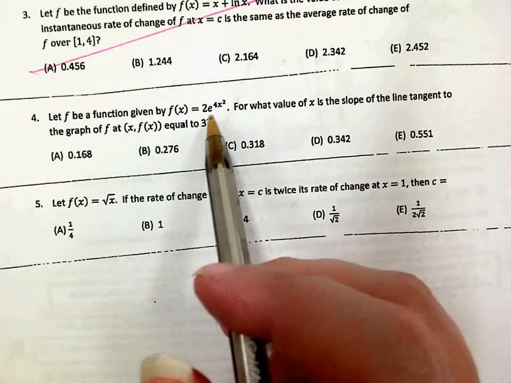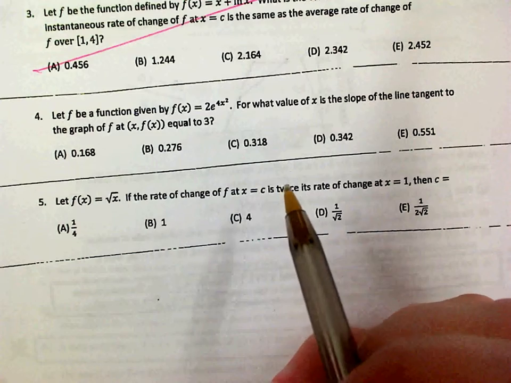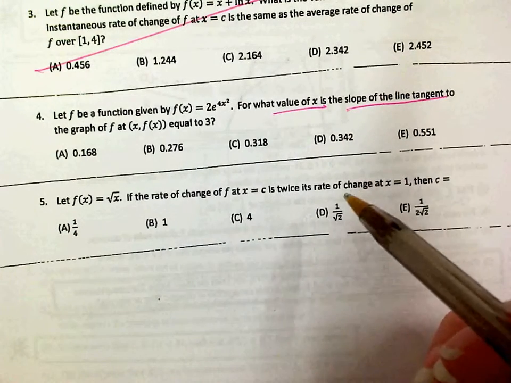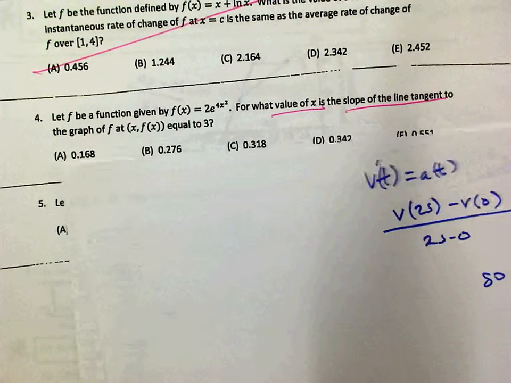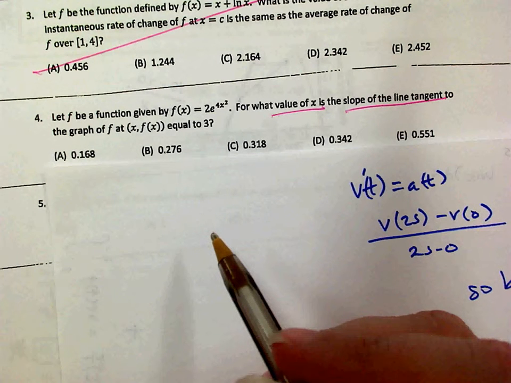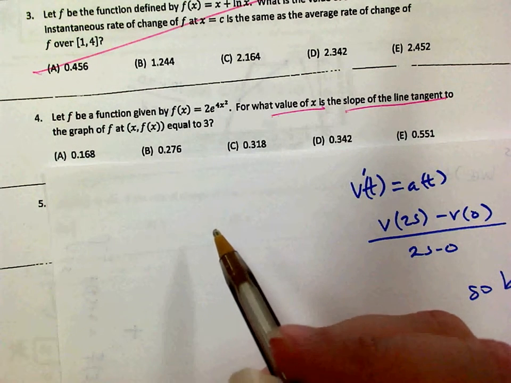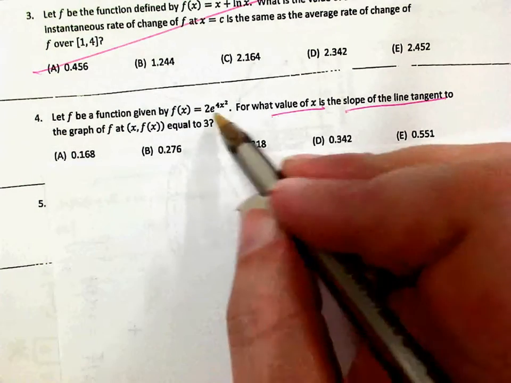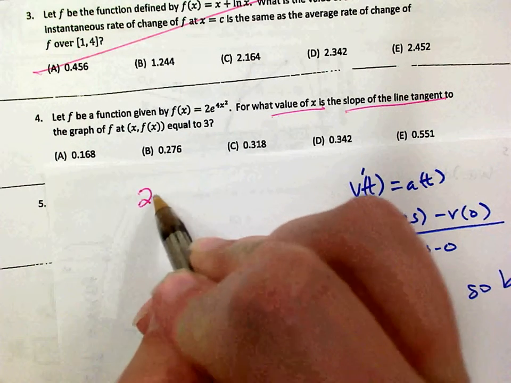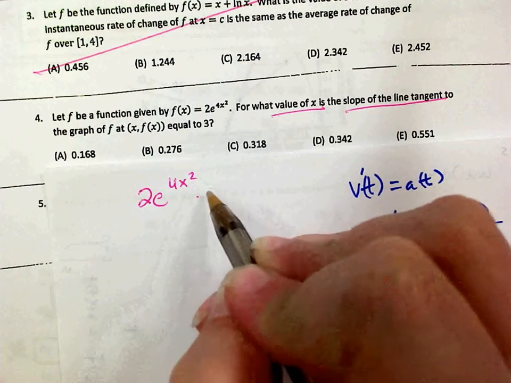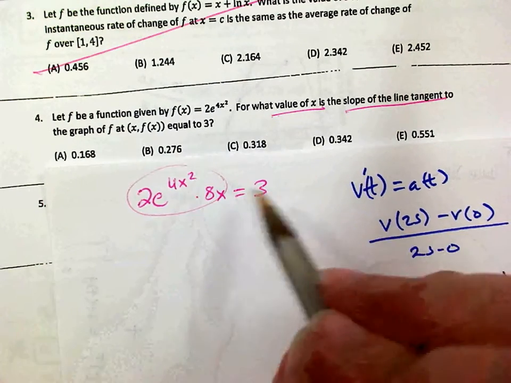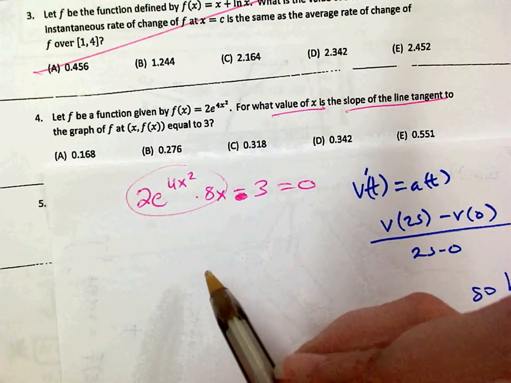Let f be a function given by 2e to the 4x squared. At what value of x is the slope of the line tangent to the graph of f equal to 3? So at what value of x is the slope of the line tangent, which is really just the what? The derivative. For what value of x is the derivative equal to 3? So what is the derivative of 2e to the 4x squared? So 2e to the 4x squared times, there you go, and I want to know when that equals 3, right? Again, y1 minus 3 equals 0, graph on the zeros. Okay, move on.